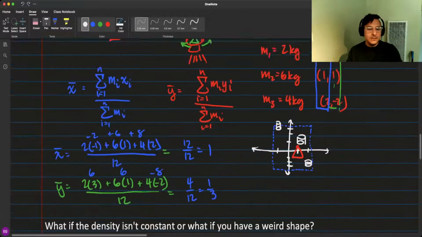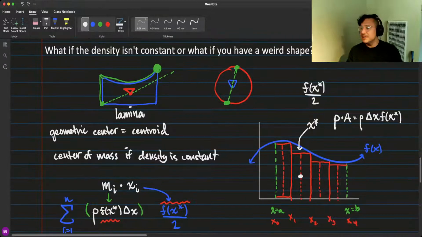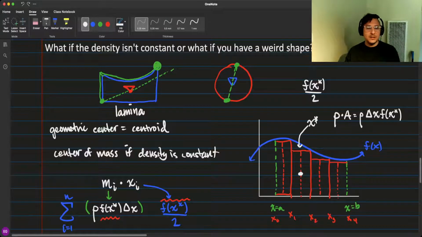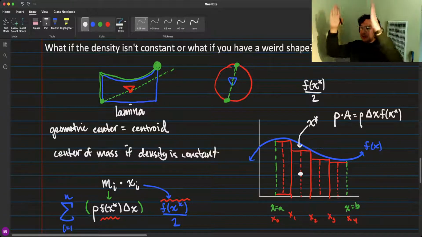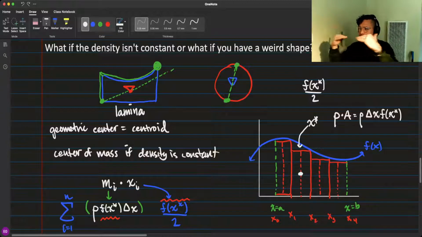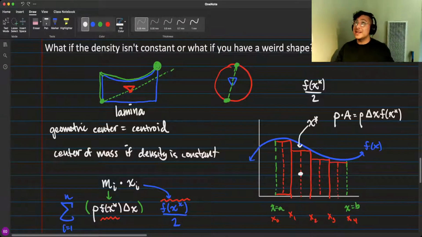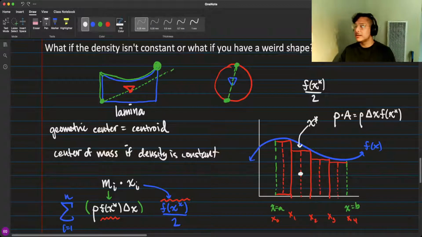And then we started talking about, what if your density wasn't constant or you had some sort of weird shape? Here we had this shape, we call it a lamina, right? You can imagine it's like a sheet of metal that's been cut into this weird shape. It has 3 straight sides and then a fourth curved side on top. Okay, there we go. So we're wondering, where is the center of gravity of this thing?